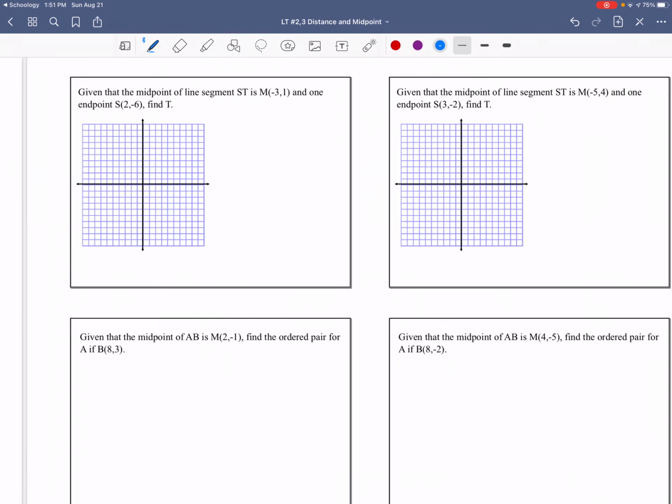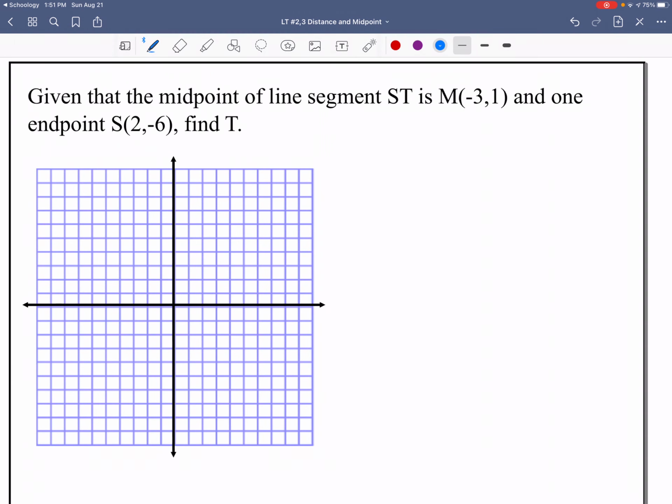Let's go to the next slide. This one's a little different. Given that the midpoint of this is at negative 3, 1, and the endpoint is this, find the other side. I'm going to show you one way to do this that I think will kind of stick with you. Rather than graphing, I want to make a segment and talk about this.